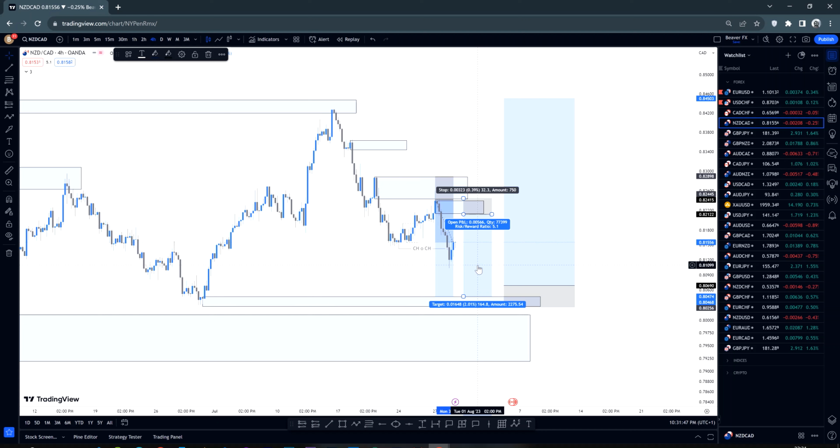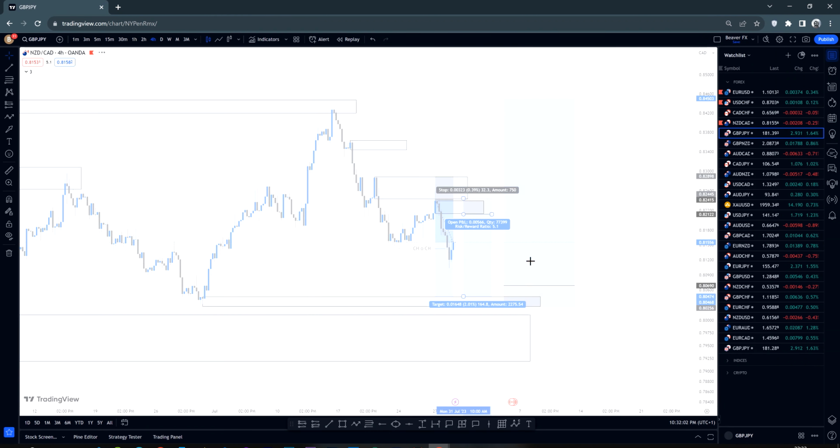Don't look at how small it is. Going to the lower time frame, it's going to be super awesome. And if you can really do your analysis well, you can actually take a very tight stop loss and make proper use of those moves in the market. So I'm going to mark this. Let's go to GBP JPY.